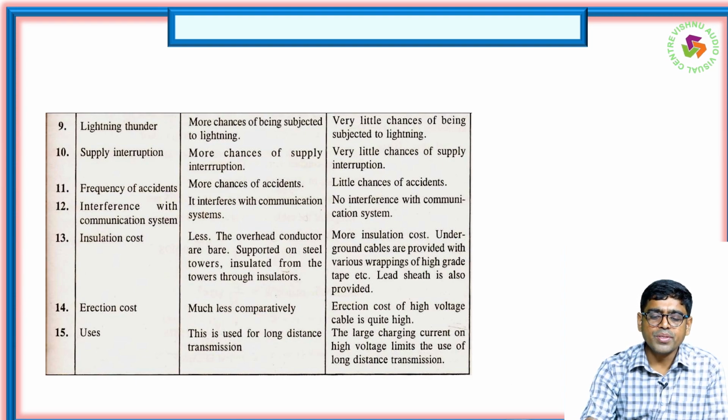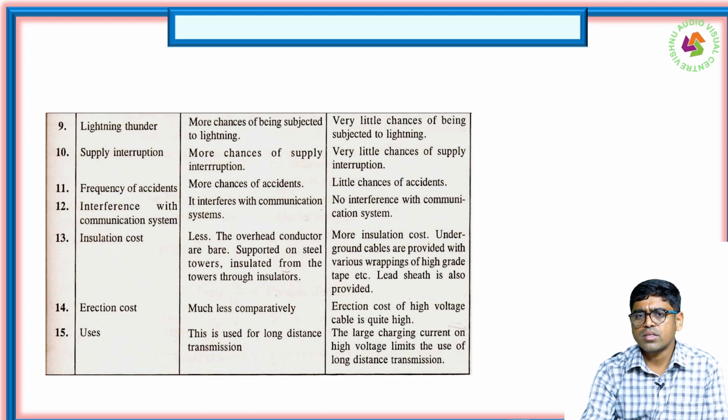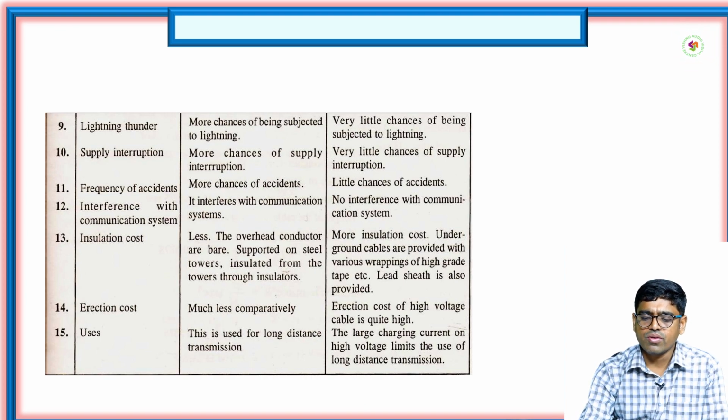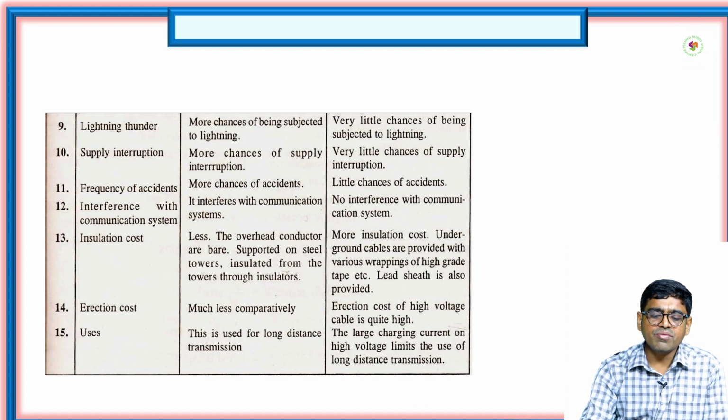Supply interruption: there is more chance of supply interruption in overhead transmission due to wind or rain, all these factors will affect it. But in case of underground cable, it is very less. Frequency of accidents: more accidents can be seen in overhead transmission, and little chance in underground cable. Interference with the communication system: overhead transmission causes more interference with the communication system, but underground cable does not have any interference with the communication system.